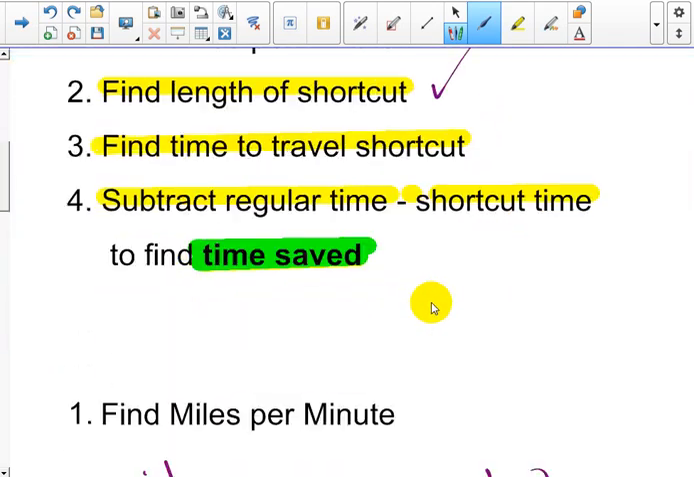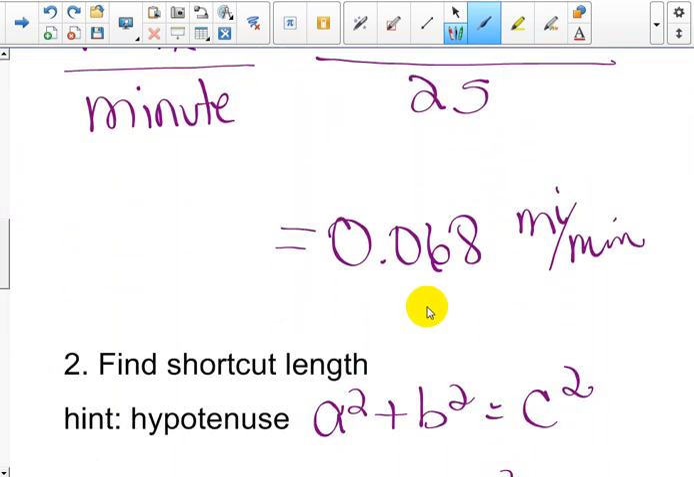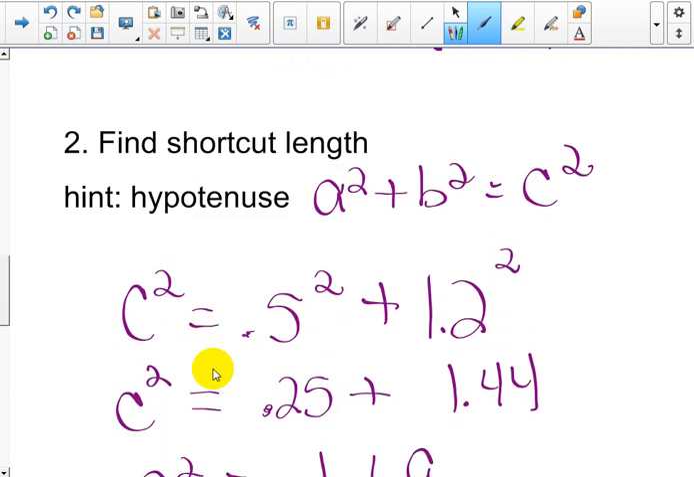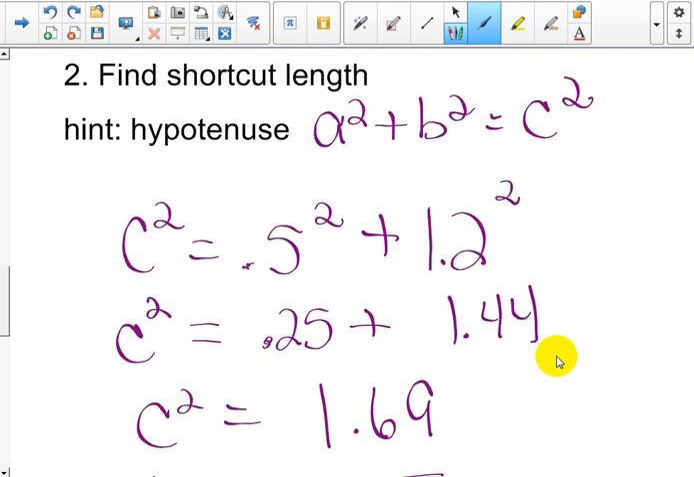So when you get, and I've already worked these out down here, so I'll just scroll down. A squared plus b squared equals c squared. Insert your two legs. So 0.5 squared plus 1.2 squared is equal to c squared. Well, 0.5 squared is 0.25, and 1.2 squared is 1.44. So when you add those together, you get c squared equals 1.69. And what is the square root of 169?